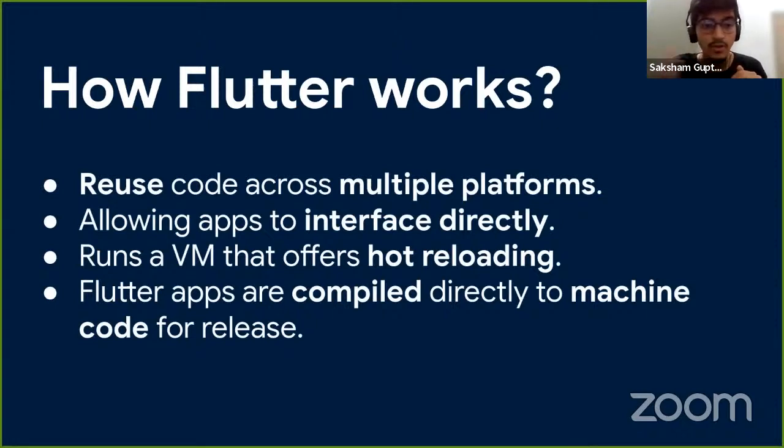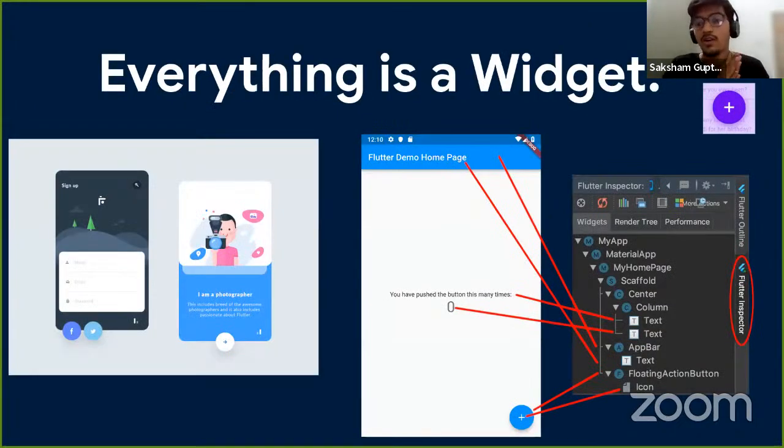So, reuse code across multiple platforms, allowing apps to interface directly with the platform services. Basically, you don't have to take care of what platform you're using, but it allows the apps to interface directly with the platform services. For example, if you're building on desktop, then it will use the platform services for desktop by itself. And for Android and iOS embedded systems, Flutter can do that. It is that powerful. Okay, so now comes the basics of Dart and Flutter.